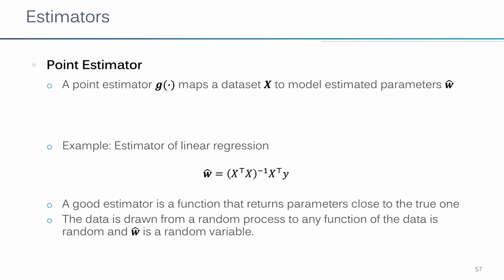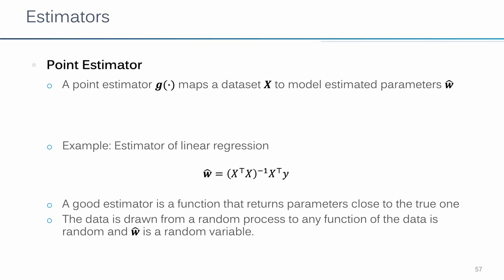And one estimator we've seen is the linear regression estimator. It's the pseudo inverse of X times X transpose times Y. And of course, the estimator should return some parameter that is close to the original distribution or the original relationship of the data.